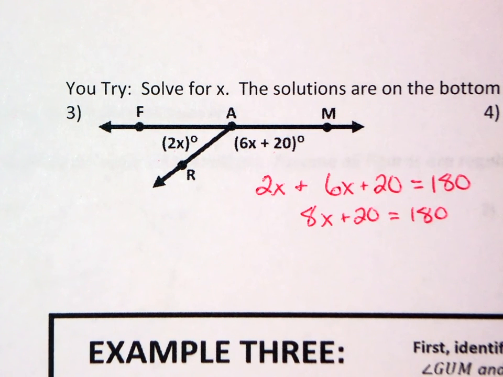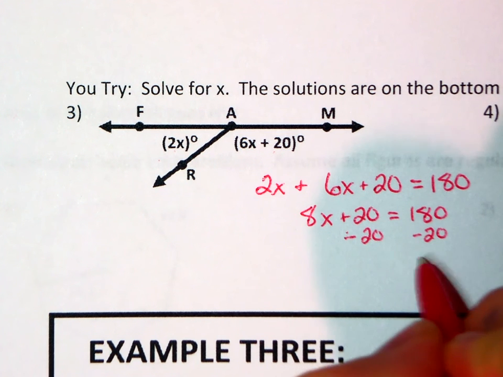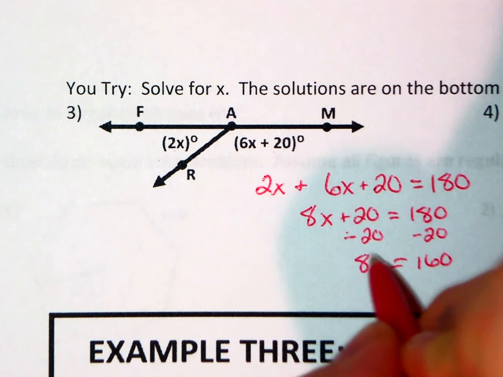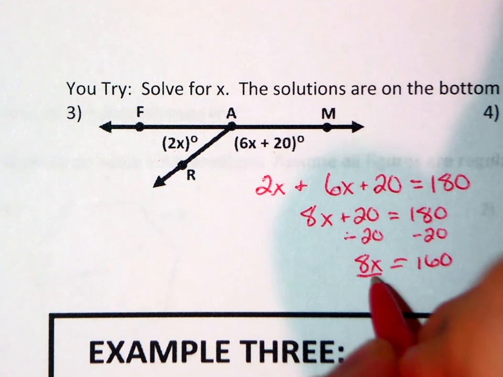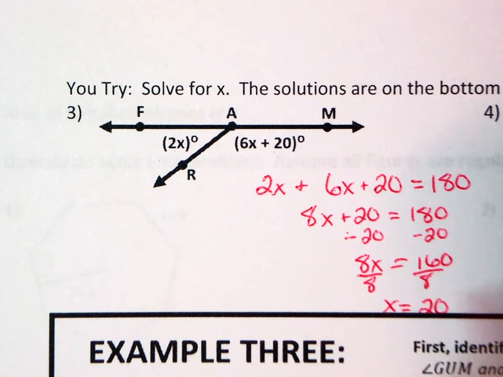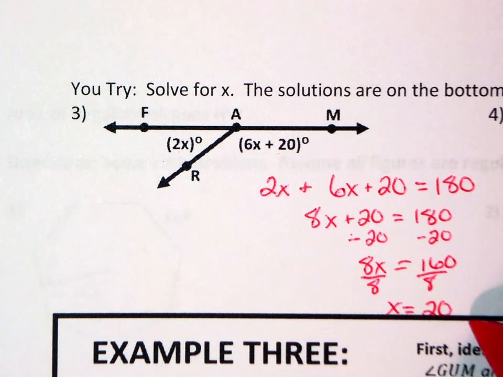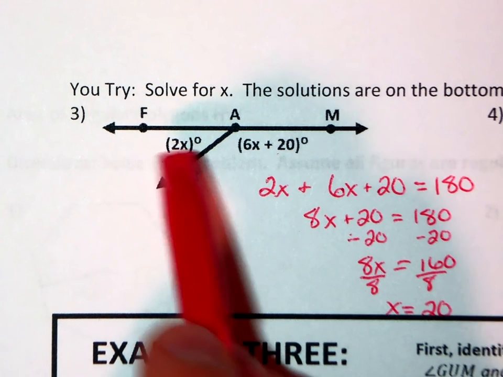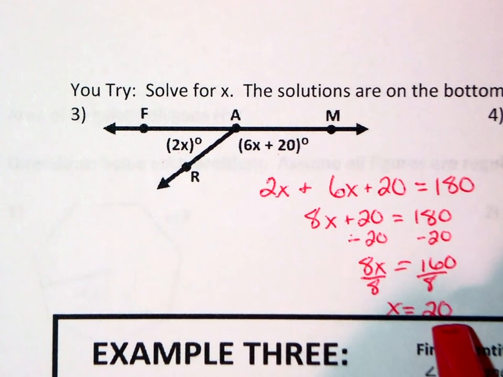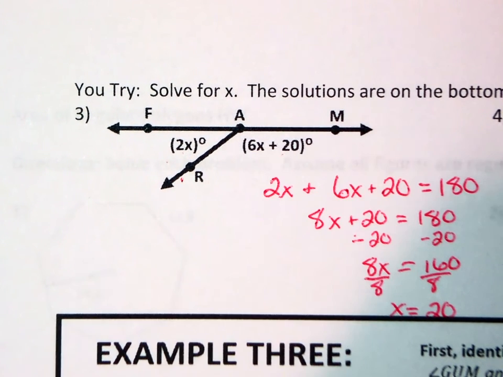Now we simply have a two-step equation. We subtract 20 from both sides, and we divide both sides by 8. So our value of x is 20. The problem only asked for us to solve for x, but now that we know a value of x, technically we could go ahead and find the measure of each angle. 2 times x, well, we know x is 20, so 2 times 20 is 40 degrees. So FAR would be 40 degrees.